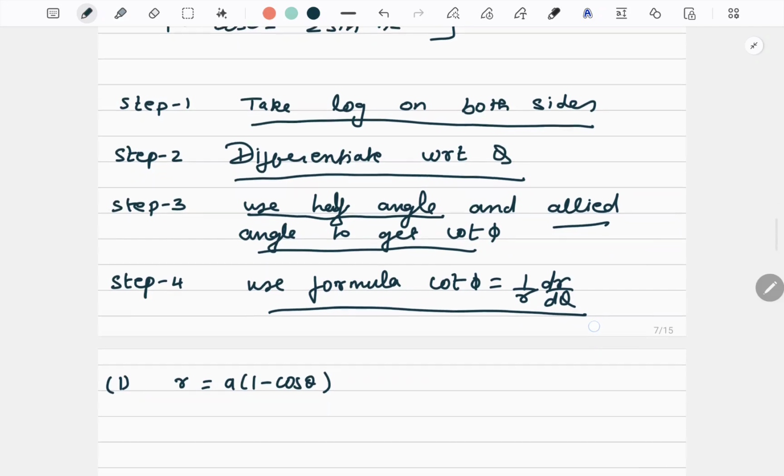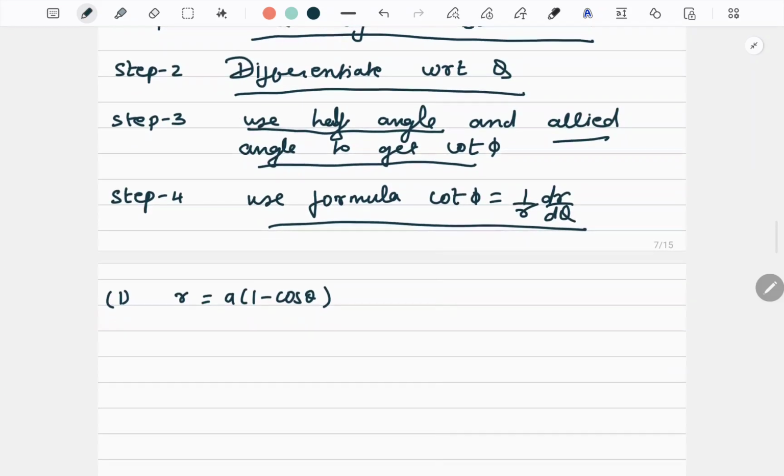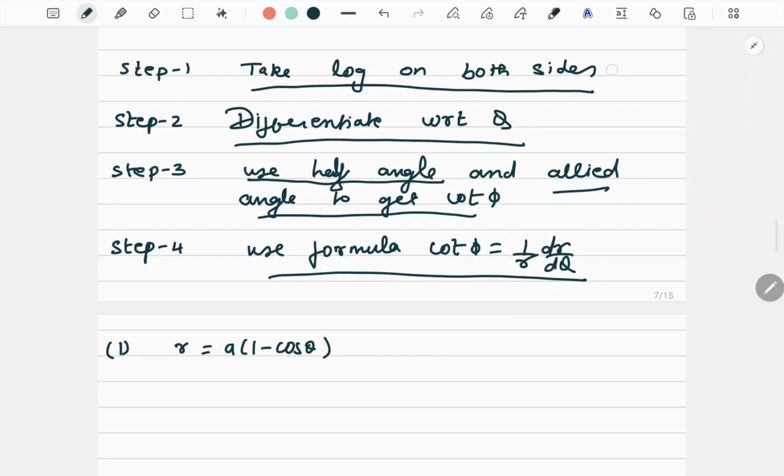Let us start with a simple question. The first question is r is equal to a(1 minus cos theta) and you have to find out phi. Phi means the angle between the radius vector and the tangent. What is the first step I said? See here, take log on both the sides. So log r is equal to log a plus log of (1 minus cos theta).